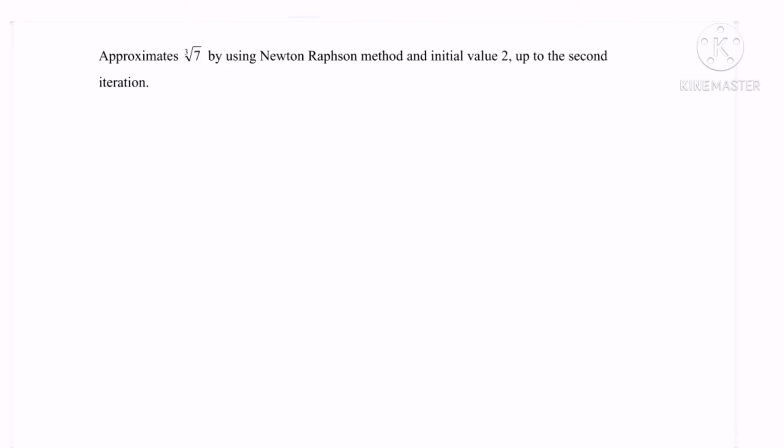In this video, I'm going to discuss the example for Newton-Raphson method. So kindly refer to the question: approximate cube root of 7 by using the Newton-Raphson method and the initial value 2, up to second iteration. What we have to do is to write down the situation, approximate cube root of 7. So the meaning will be x equals cube root of 7.